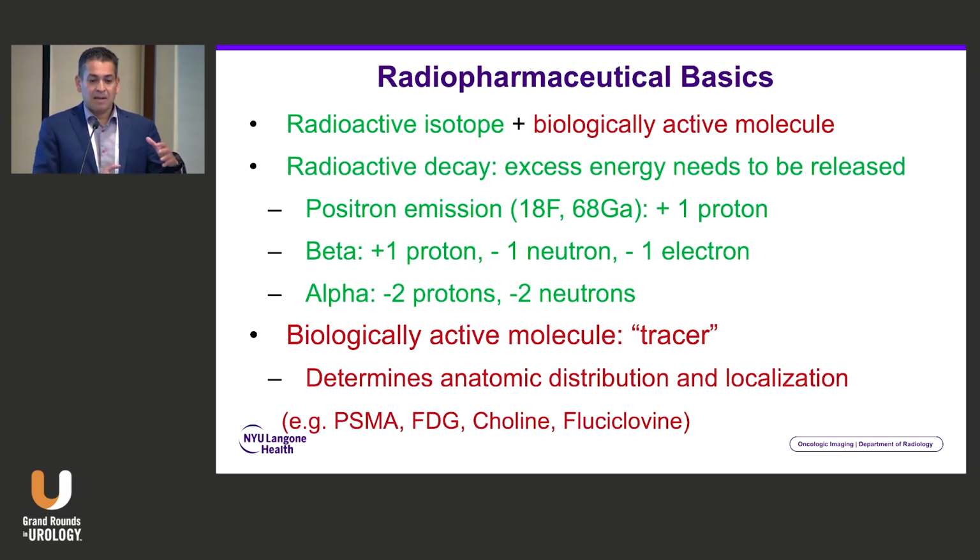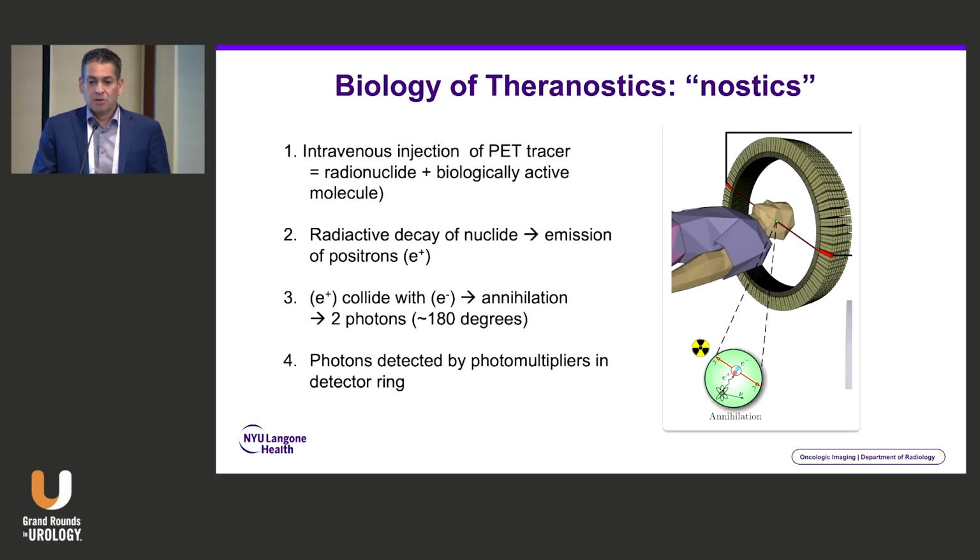You can combine different isotopes. Each of them will have advantages and disadvantages with different types of tracers, biologically active molecules, targeting different parts of importance in each cancer's biology. So that's the general principle, right?